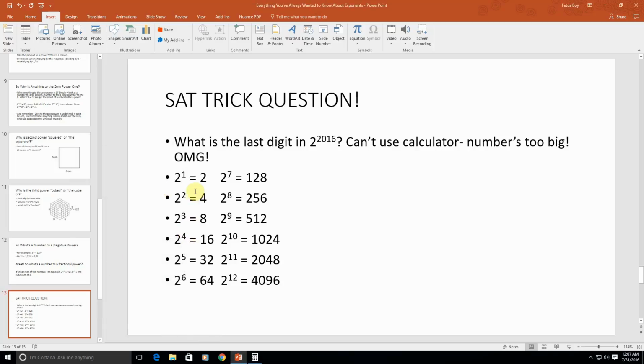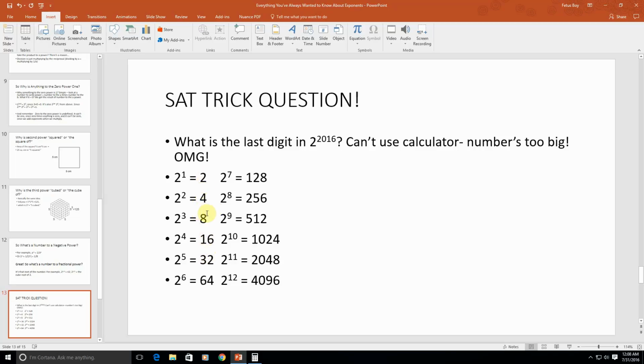Well, simple. There's a pattern to powers of 2. 2 to the 1 equals 2, 2 to the 2 equals 4, 2 to the 3 equals 8, 2 to the 4 is 16, 2 to the 5th is 32, 2 to the 6th is 64, 2 to the 7th is 128, 2 to the 8 is 256. 2 to the 9th ends in a 2, and 2 to the 10th is 1024. I get it. It repeats every fourth one. So 1, 2, 3, 4.